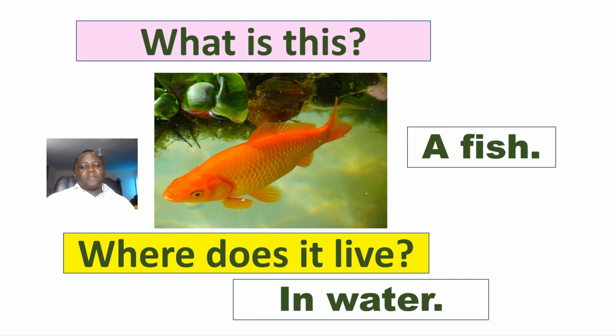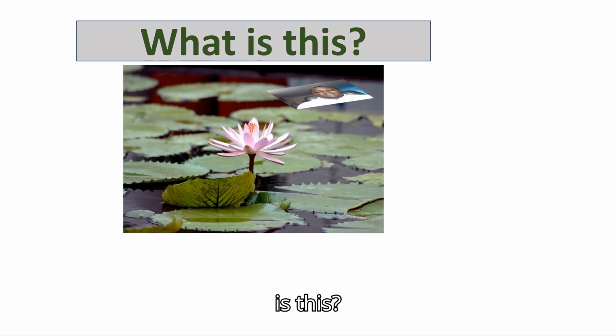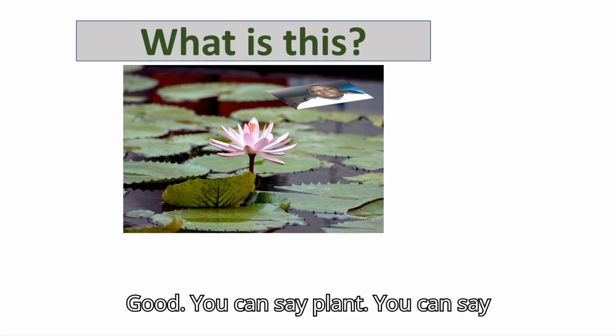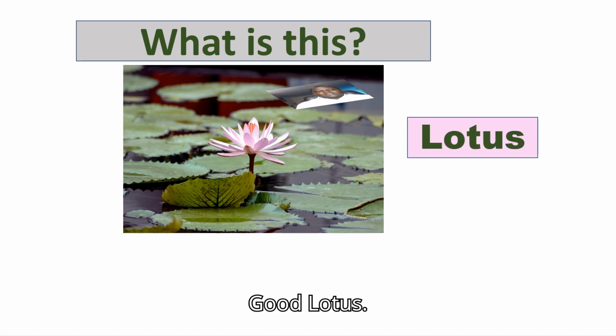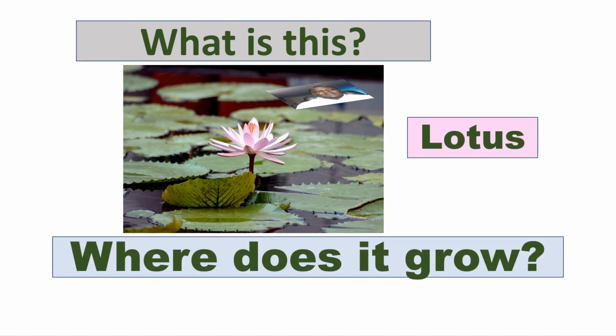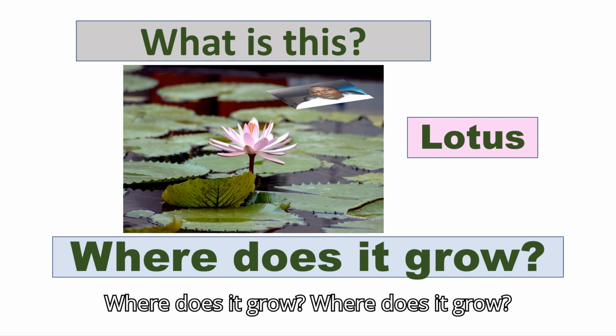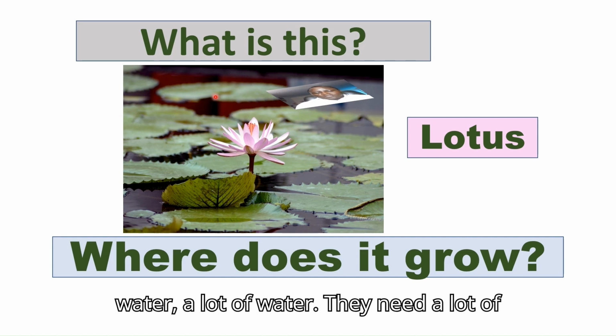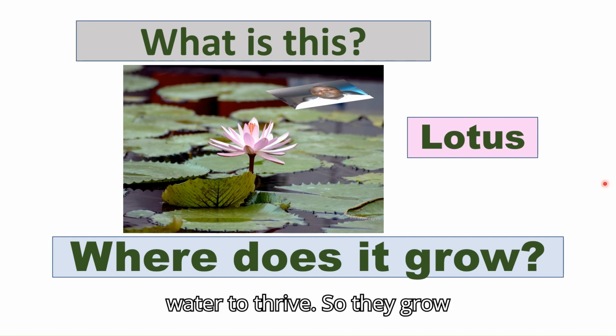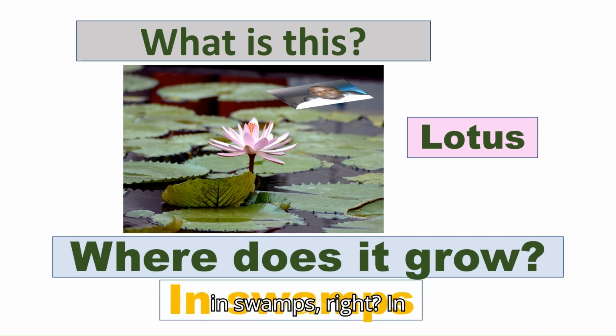Next, what is this? Good. You can say plant. You can say lotus plant. Okay, lotus flower. Good. Lotus. Where does it grow? If you look at the picture, a lot of water. They need a lot of water to thrive. So they grow in swamps, right? In swamps.